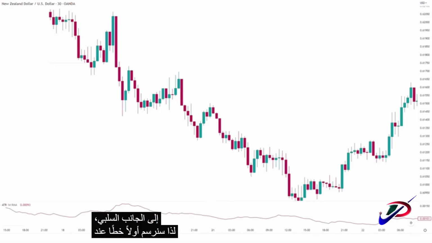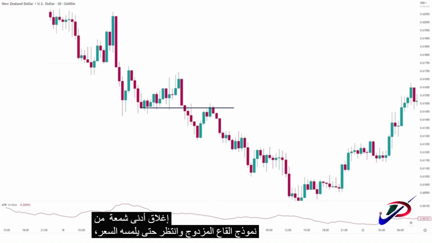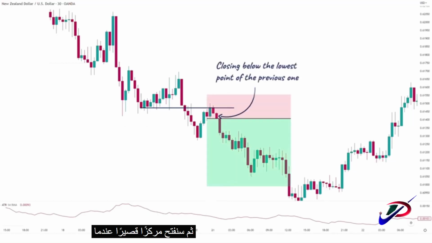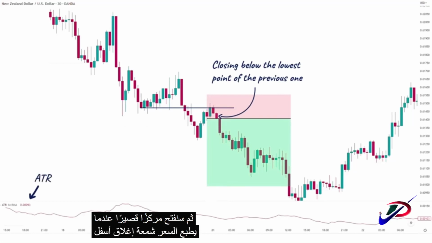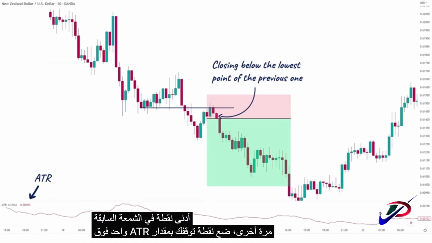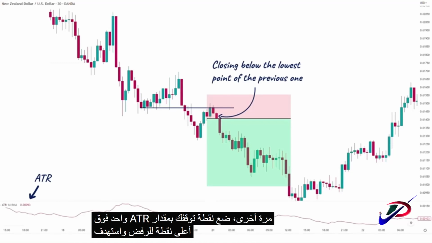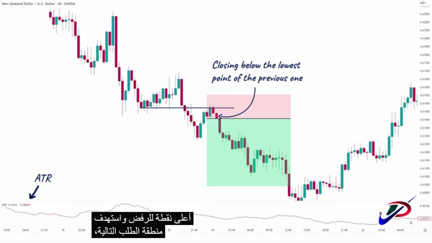So first, we will draw a line on the close of the lowest candle of the double bottom pattern, and wait for the price to touch it. Then we will open a short position when the price prints a candle closing below the lowest point of the previous one. Again, place your stop 1 ATR above the highest point of rejection, and target the next demand area.